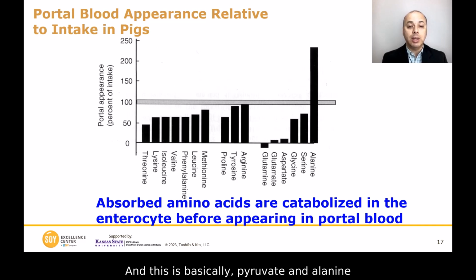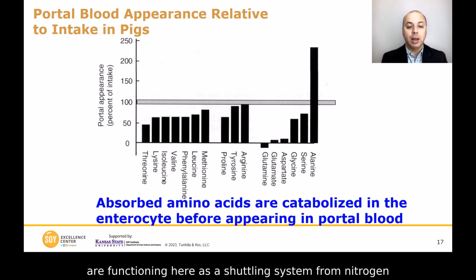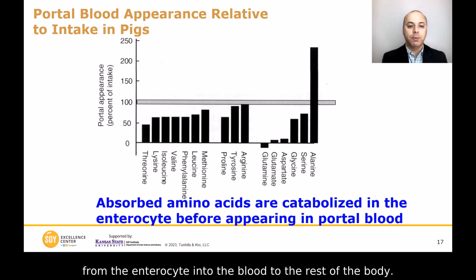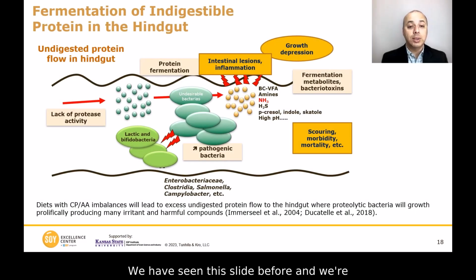Basically, pyruvate and alanine are functioning here as a shuttling system for nitrogen from the enterocyte into the blood, to the rest of the body. We have seen this slide before, and we're going to see this slide many times over these talks.